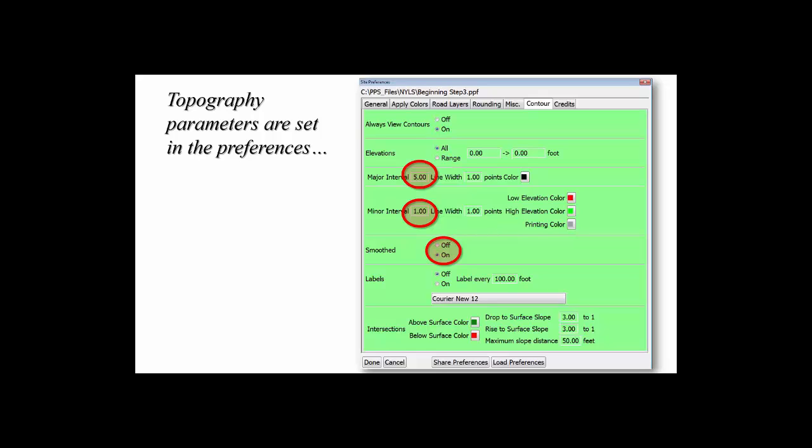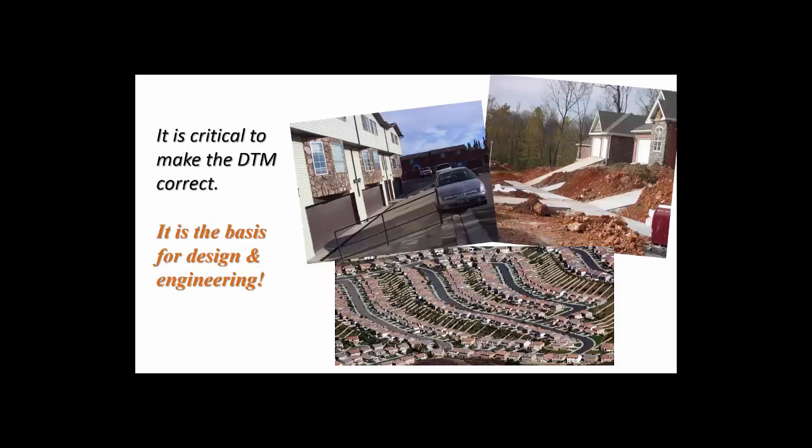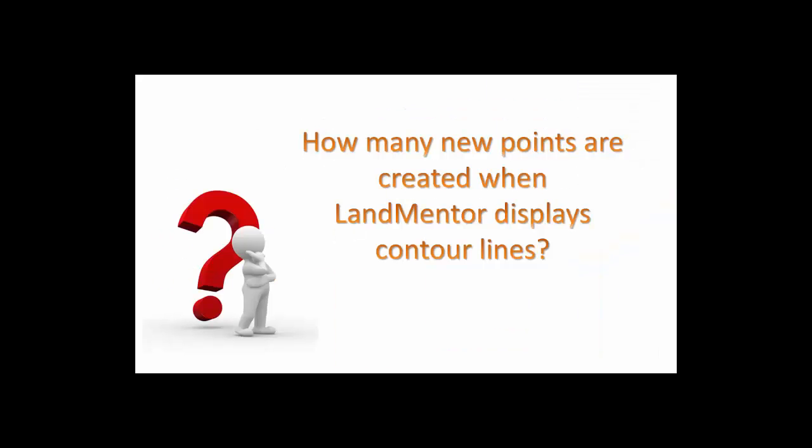Now, I would recommend never putting smooth on, as shown here, because that throws the contour lines off. Common features would be to show slope shading. It's hard to see them with this screen, but flow arrows should be easily seen on your screen. How does the drainage flow? Those are two common things. It's critical to create a correct DTM because it's the basis for design and engineering.